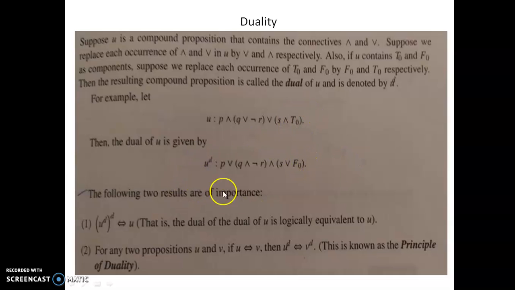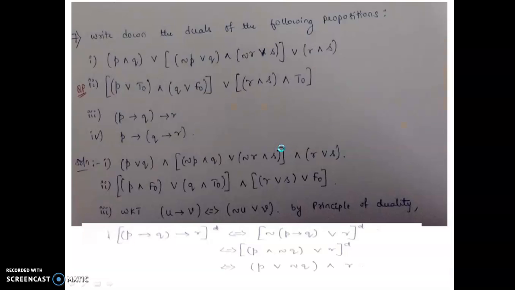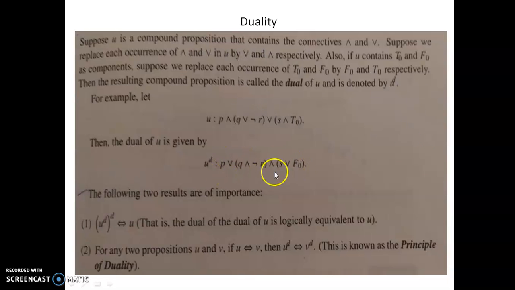If at all the resultant proposition, if we write replacing the and with or, or with and, tautology with a contradiction, or contradiction with a tautology, then the following compound proposition is said to be a dual of that. So here we have used u as a proposition. U raised to d is nothing but a dual of the given proposition.